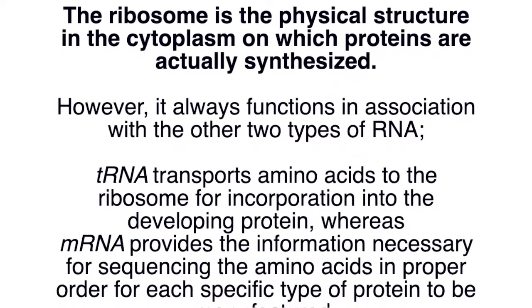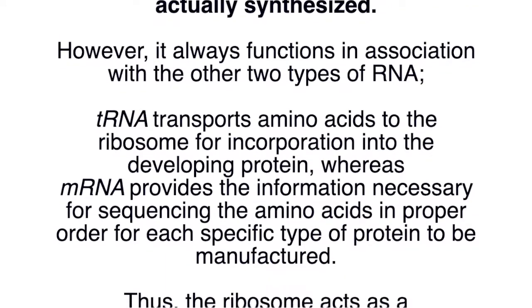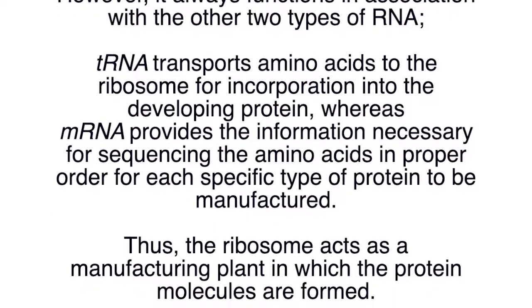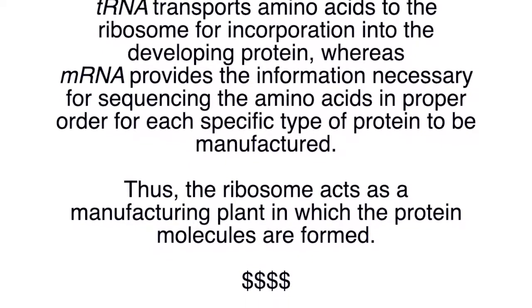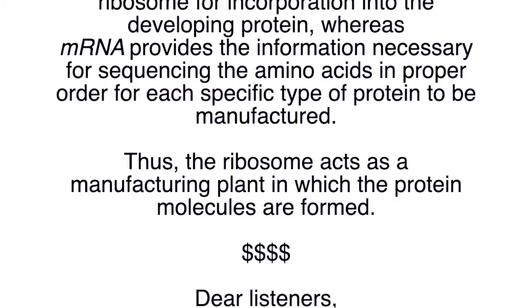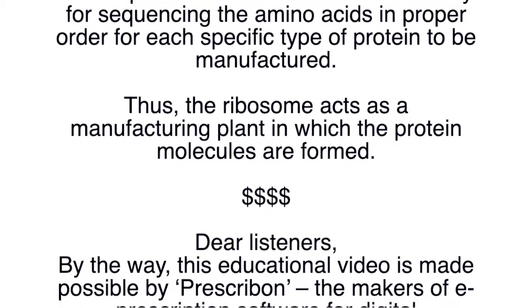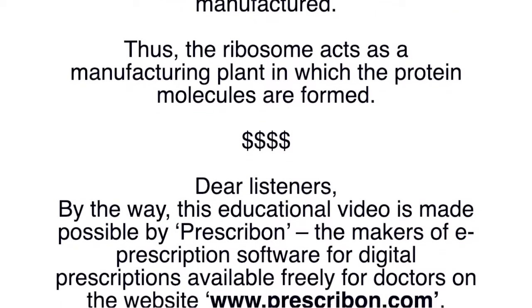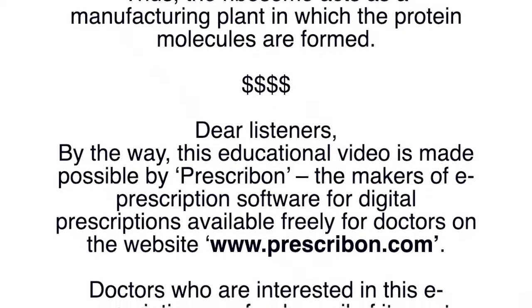tRNA transports amino acids to the ribosome for incorporation into the developing protein, whereas mRNA provides the information necessary for sequencing the amino acids in proper order for each specific type of protein to be manufactured. Thus, the ribosome acts as a manufacturing plant in which the protein molecules are formed.